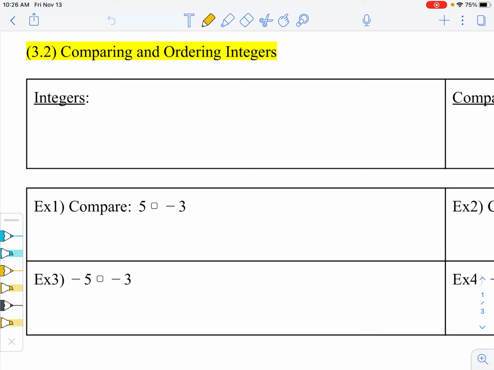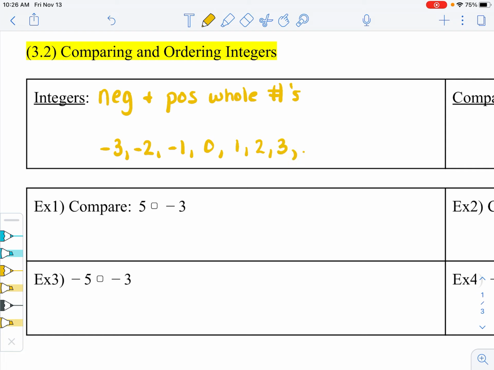In this lesson, we are going to compare and order integers. So let's remind ourselves what integers are. Integers are negative and positive whole numbers. So I like to make my list. We have -3, -2, -1, 0, 1, 2, 3, and so on in both directions. And we put our braces around it because it is a list.